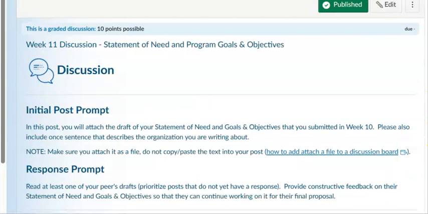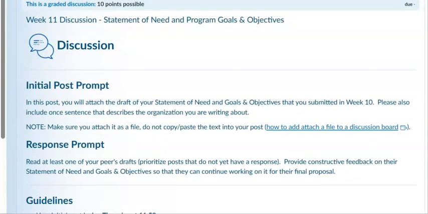The first is a discussion, which is a statement of need and program goals and objectives. So in this post, you're going to attach the draft of your statement of need and goals and objectives that you submitted in week 10. And please also include one sentence that describes the organization that you are writing about. Make sure to attach it as a file.